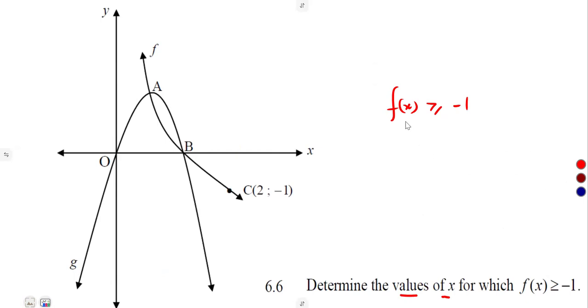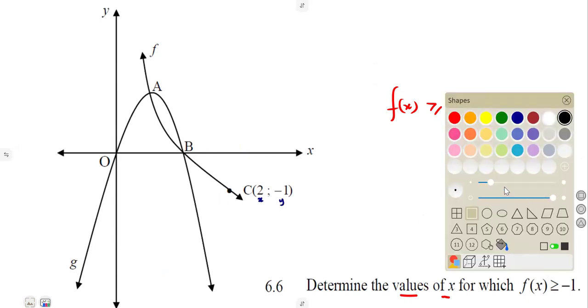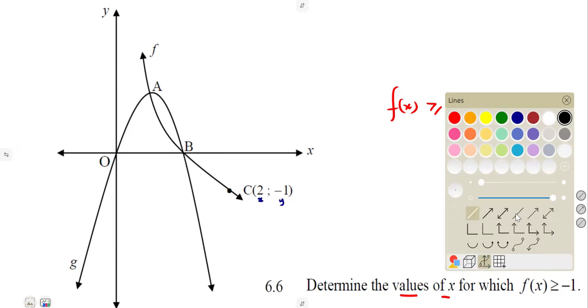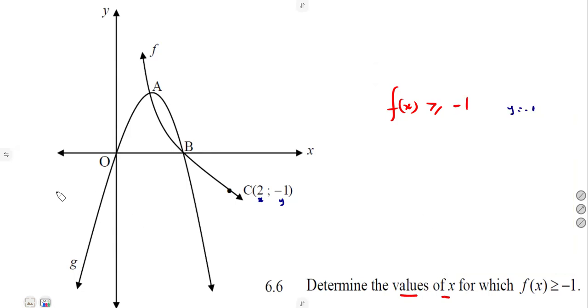So f of x is greater than or equal to -1. It's a constant that you're given. So you must check where y is equal to minus 1. If you check, y is equal to minus 1 is at point C. This is x, this is y. Y is minus 1 there. So let us draw that line. I'm just going to indicate the line of y is equal to minus 1, which is going to pass through point C, which is a horizontal line actually there.